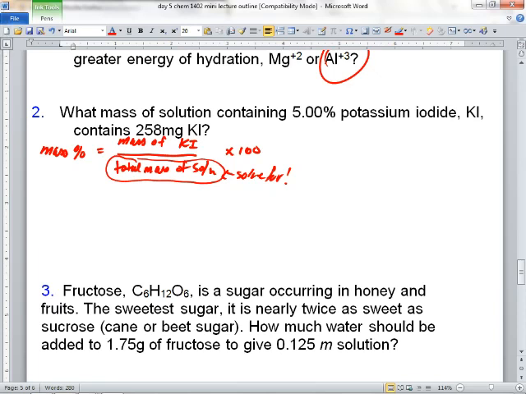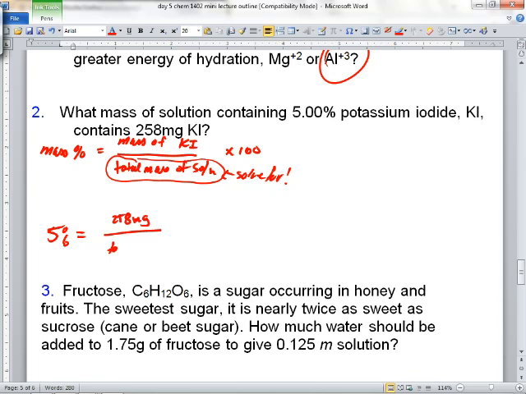So the mass percent, everybody, is going to be 5. And then the mass of KI? That's the question, right? Should we convert this 258 milligrams into grams? What if we don't? What would be the units of your answer if you didn't? Grams? Because if you have, this will be so many milligrams. If we just put it in there, you can put the units in. This is a percent. This is 258 milligrams.